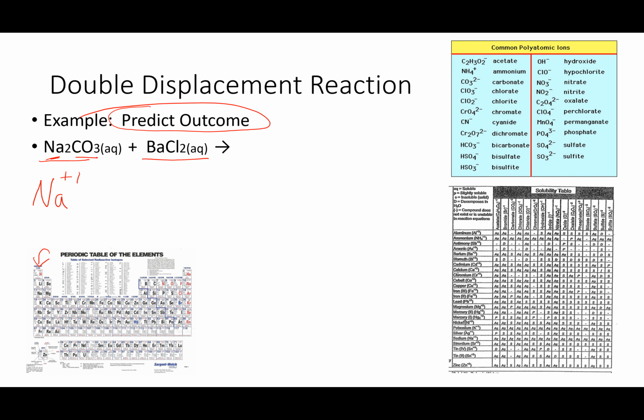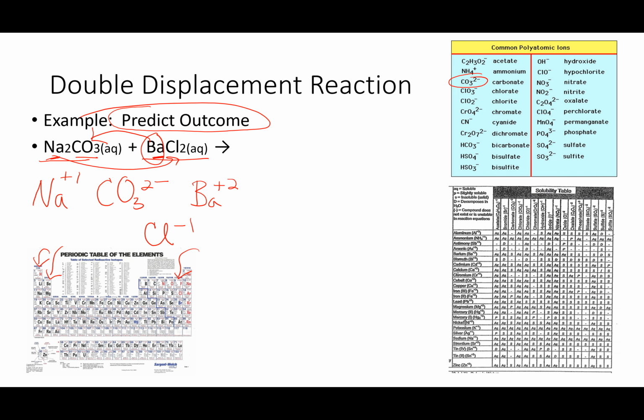Carbonate, CO3, is this one, CO3 2-. Barium is group 2, so its ion is Ba+2, and chlorine is a halogen. Its most common ion is Cl-1. In a double displacement reaction, there's going to be a switcheroo. So barium's going to go with carbonate, and sodium is going to go with chloride.